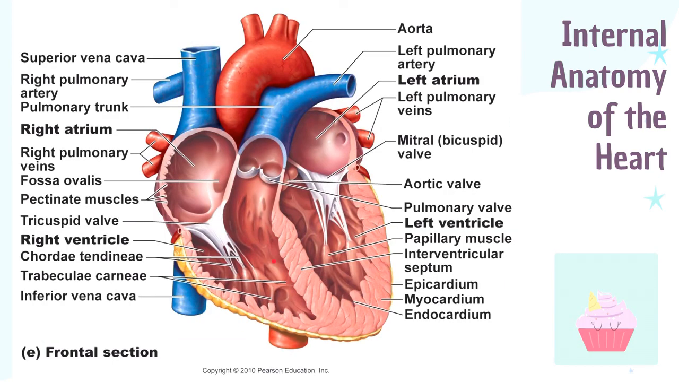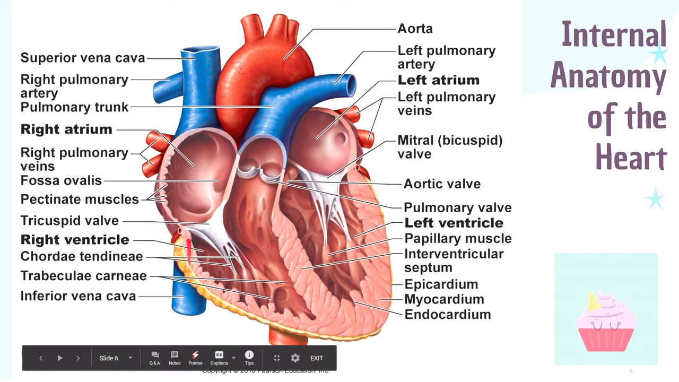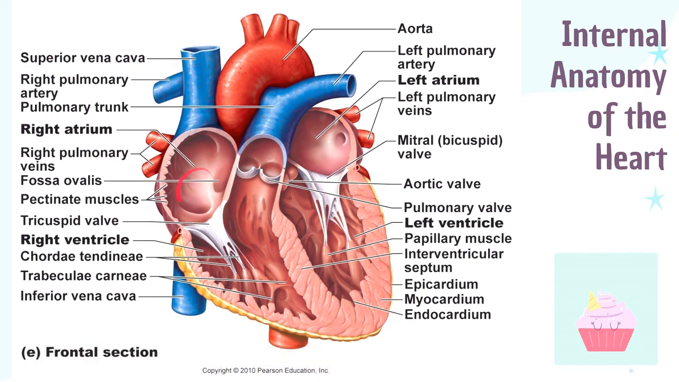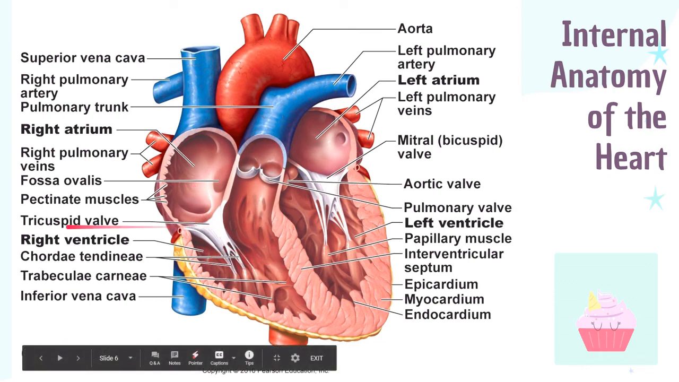Let's now look at the internal anatomy of the heart. If you dissect the heart, these are the parts that you will see. You still remember the superior vena cava and the inferior vena cava. They will let the blood flow into the right atrium. And then separating the right atrium and the right ventricle is your tricuspid valve.